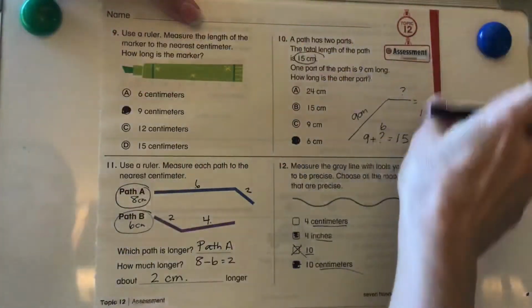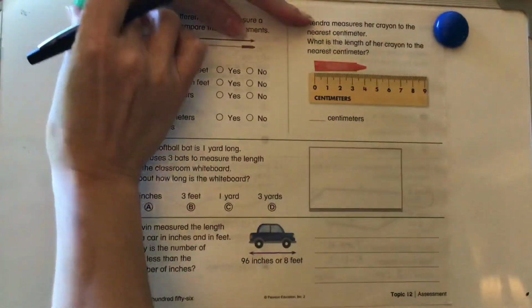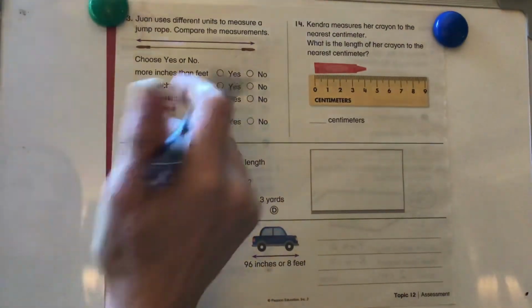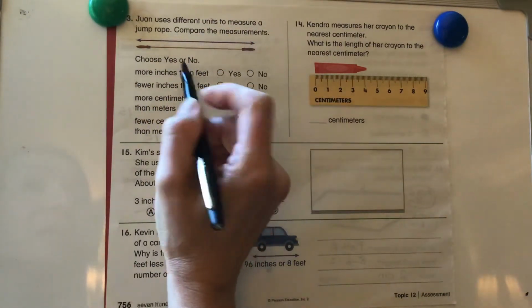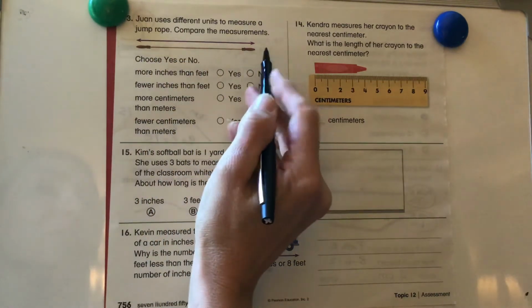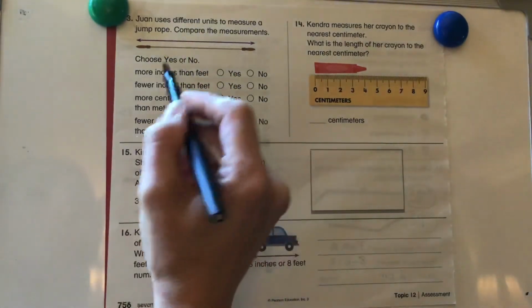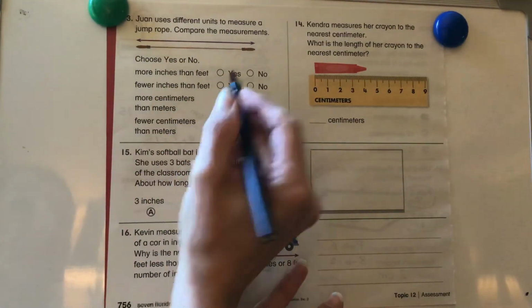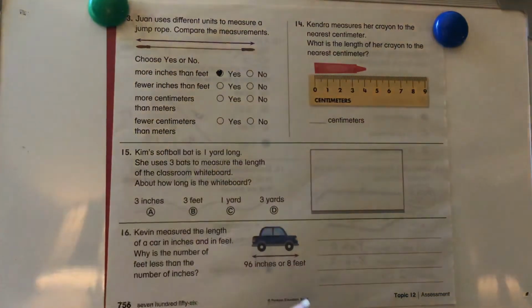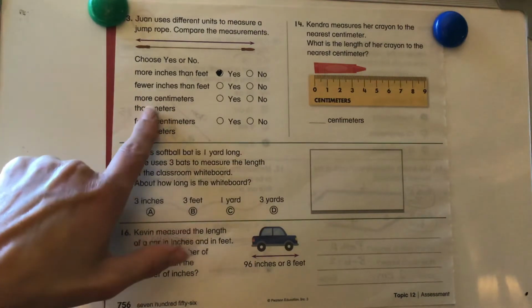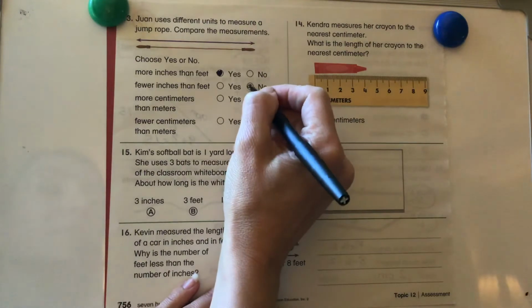All right, let's go ahead and go to our last page of the assessment. Okay, number 13, Juan uses different units to measure a jump rope. Compare the measurements. So here's a jump rope, it's all stretched out, and he's using different ways to measure it. So we have to choose yes or no. Is he going to have more inches than feet? Yes, because there's a lot more inches, lots of inches there. Okay, will he have fewer inches than feet? Nope, because feet are bigger.